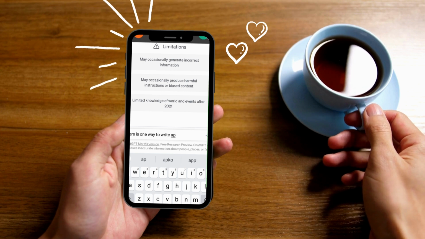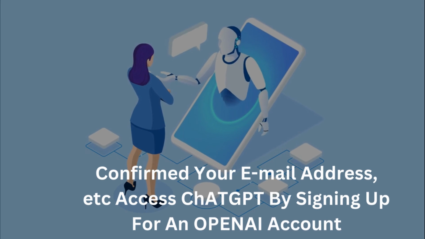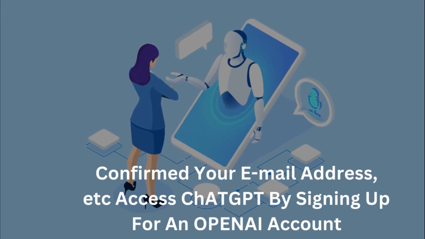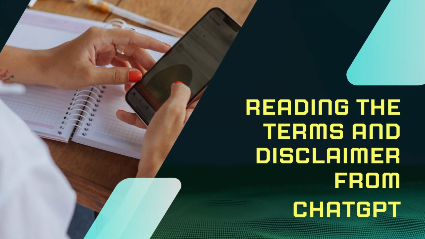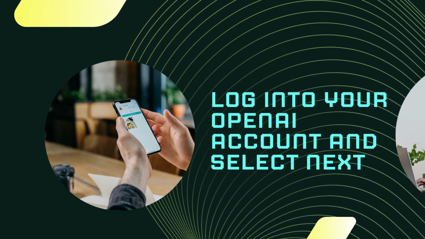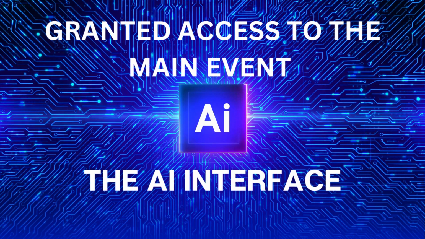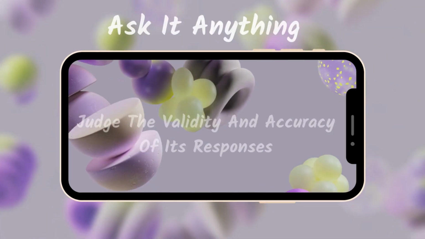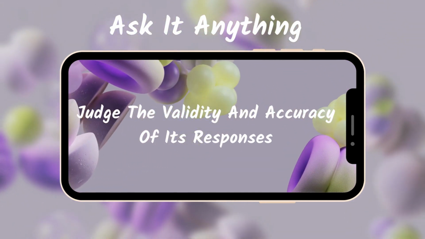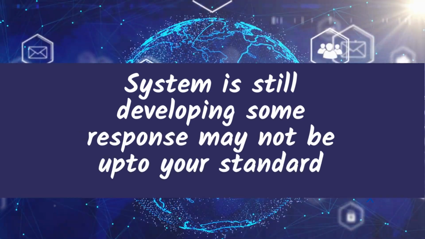Once that is done, you have to confirm your email address, phone number, etc. You can access ChatGPT by signing up for an OpenAI account. After reading the terms and disclaimer from ChatGPT, log into your OpenAI account and select Next. And then you have guaranteed access to the main event, the AI interface. From here, ask it anything and judge the validity and accuracy of its responses. However, remember that the system is still developing, so some responses may not be up to your standard.